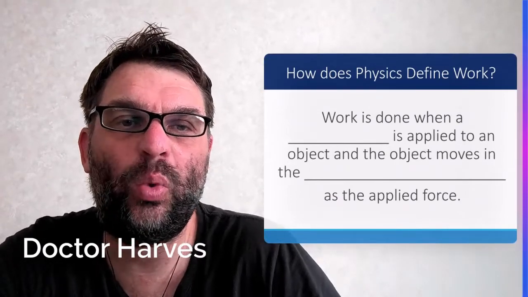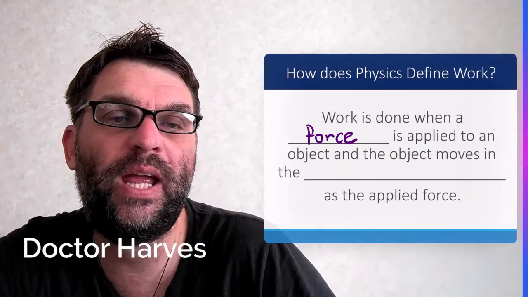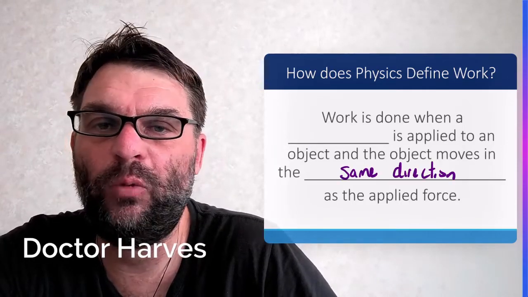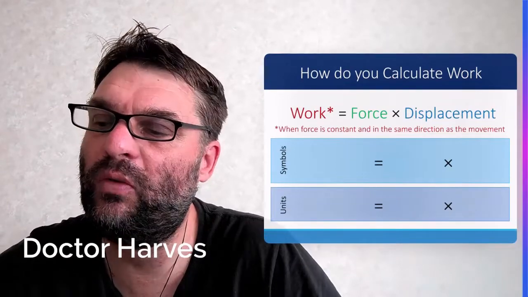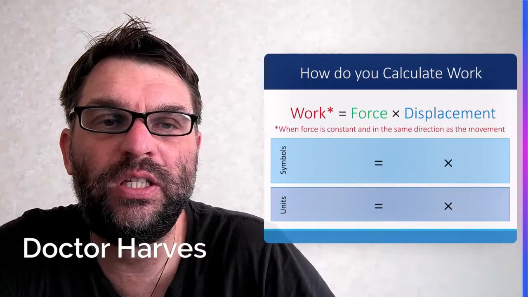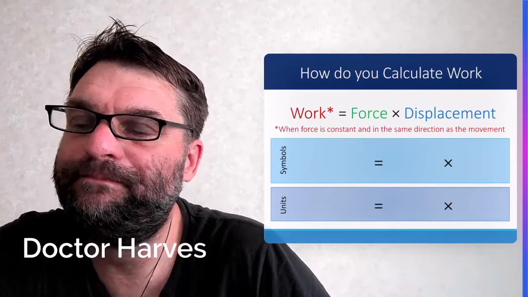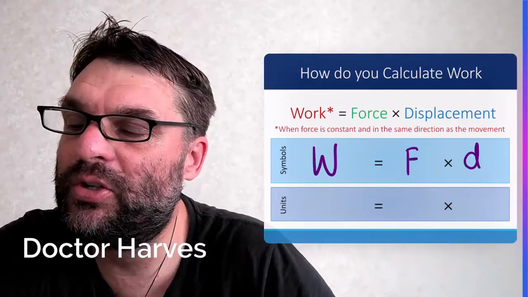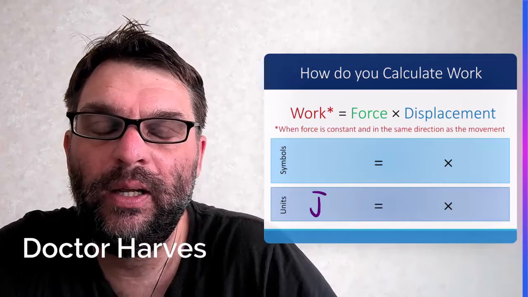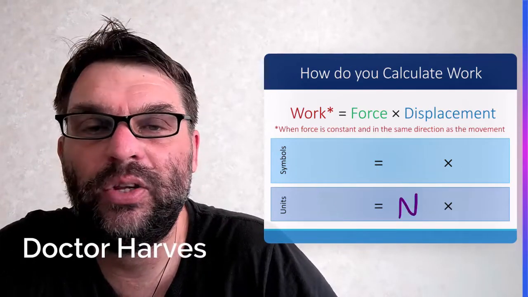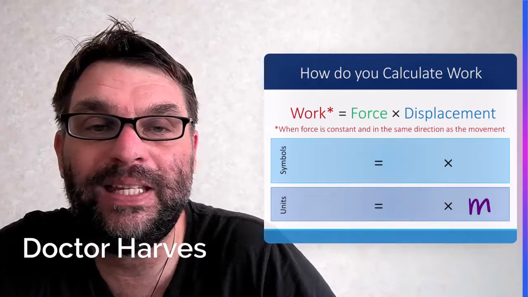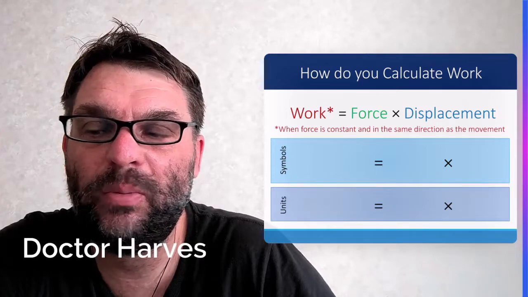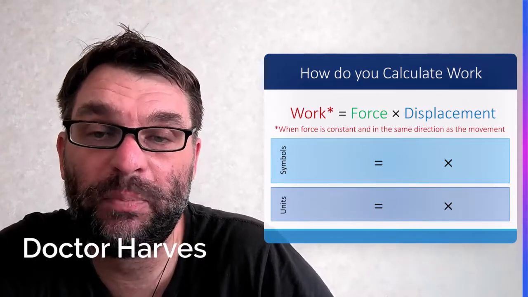So work is done when a force is applied to an object and the object moves in the same direction as that applied force. Okay, so in terms of work, that equals force times displacement. So work equals capital F times D. And the units of work are in joules, force is in newtons, and distance is in meters. Therefore, the units of work are going to be Newton meters, which are the same as joules.